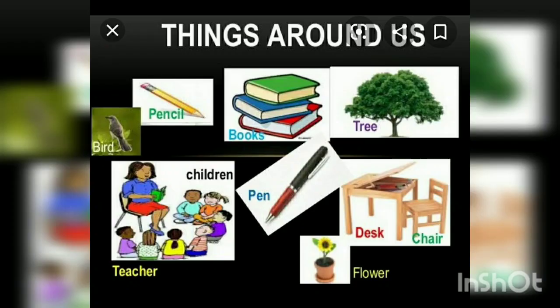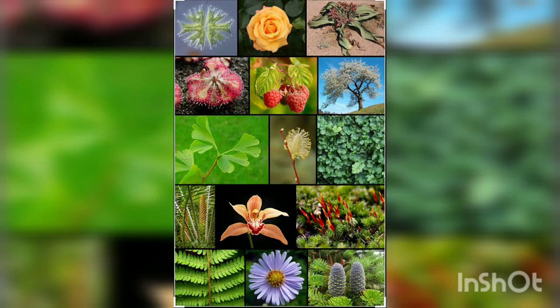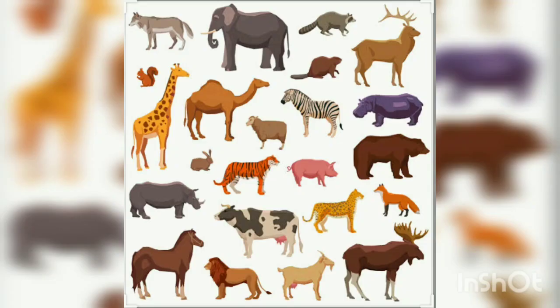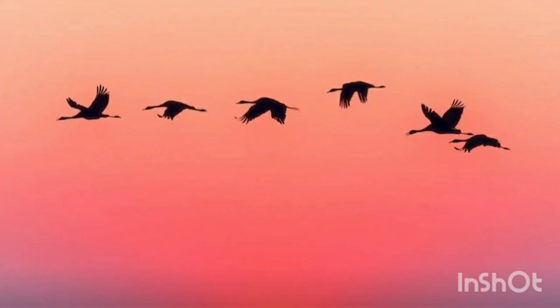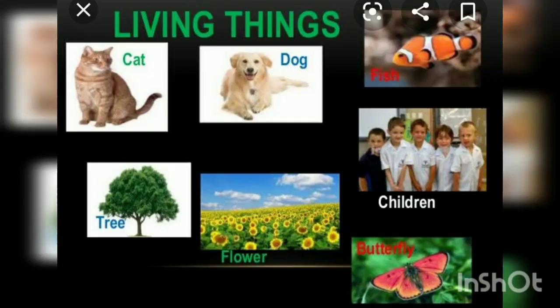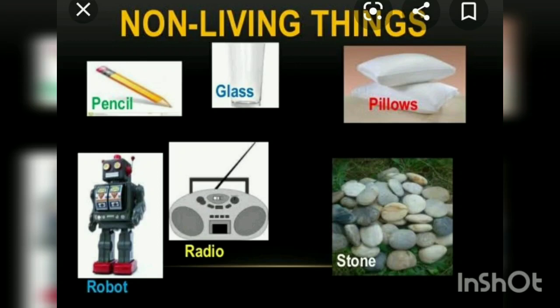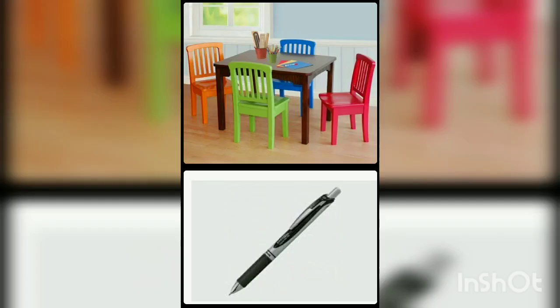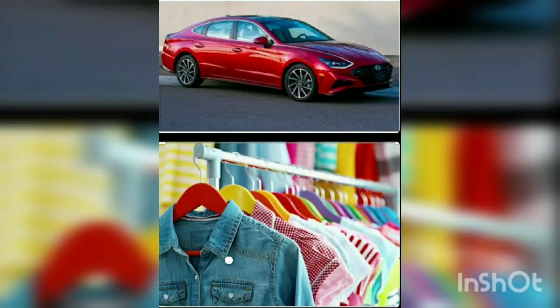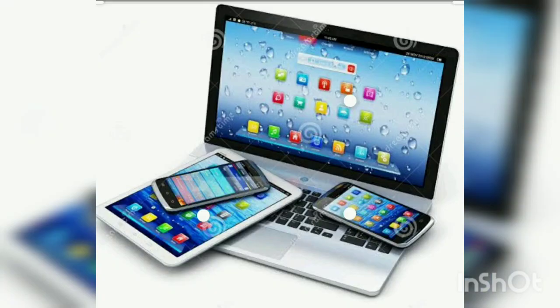You can see many things around you. Various kinds of plants, animals, birds. They are living things. There are also a large number of non-living things around you, like table, chair, pen, cloth, car, computer, etc. These things are made by man.